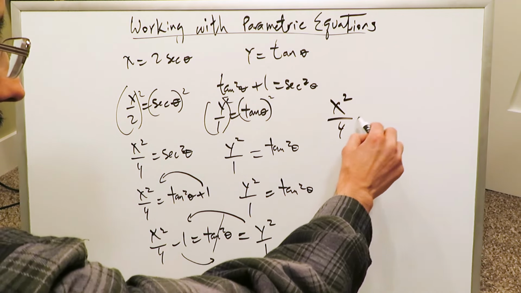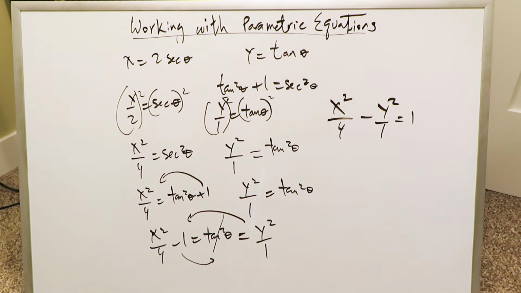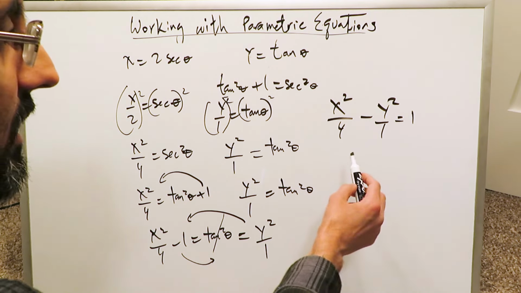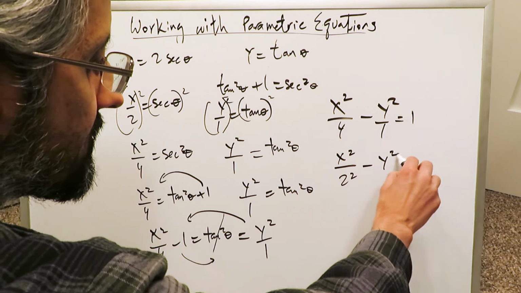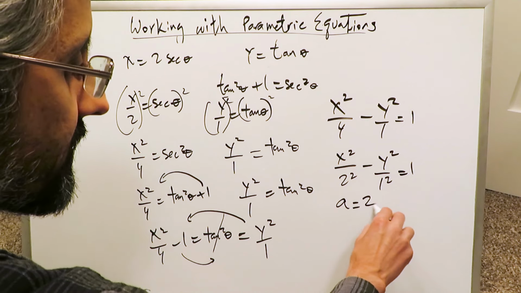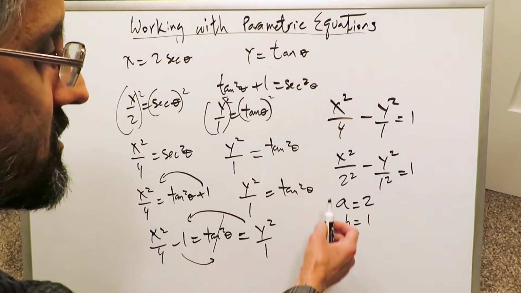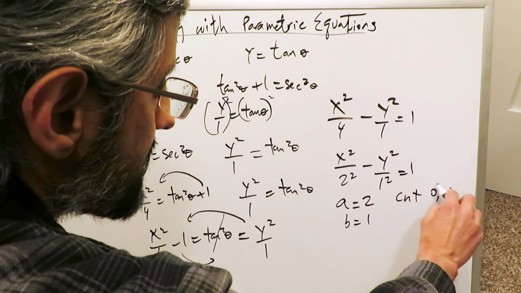X squared over 4 minus y squared over 1 is equal to 1, and that looks like the rectangular equation of a hyperbola. You can look at it as x squared over 2 squared minus y squared over 1 squared is equal to 1. You have an a value of 2, a b value of 1.